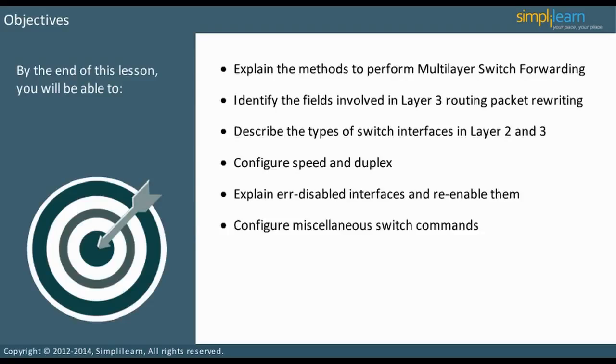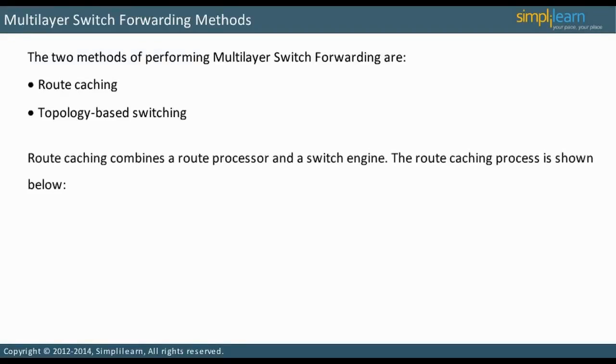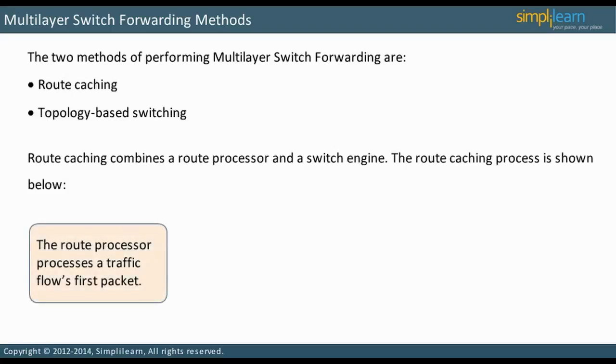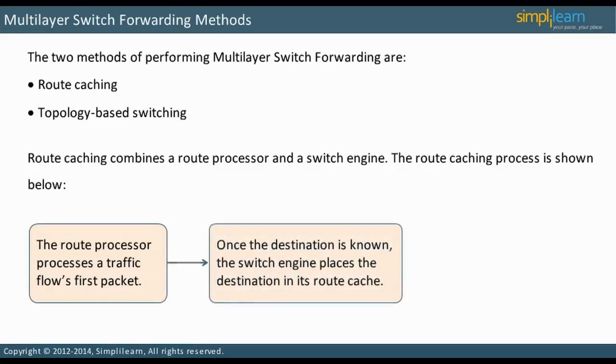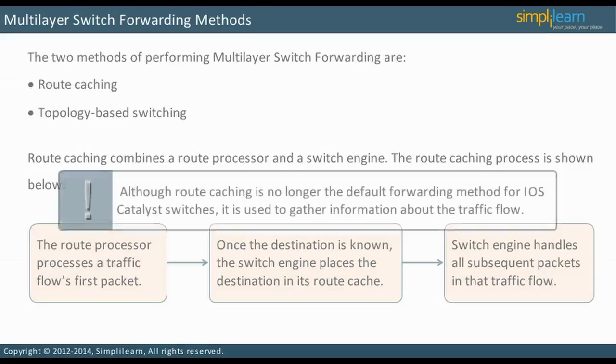Let us begin the discussion with multi-layer switch forwarding methods. There are two options: route caching and topology-based switching. Route caching combines a route processor and a switch engine. The route processor processes a traffic flow's first packet. Once the destination is known, the switch engine takes over. It places the destination in its route cache and handles all subsequent packets in that traffic flow.